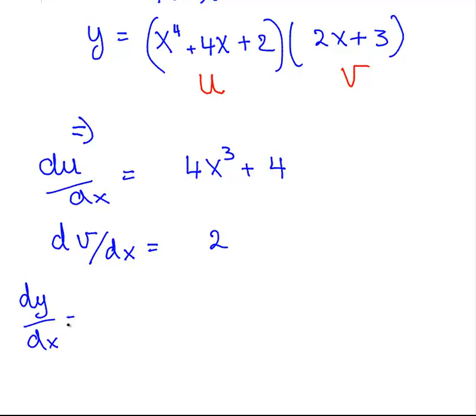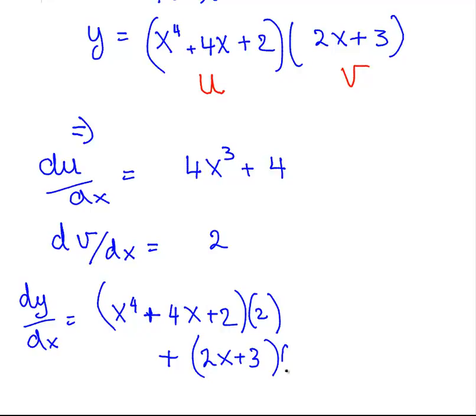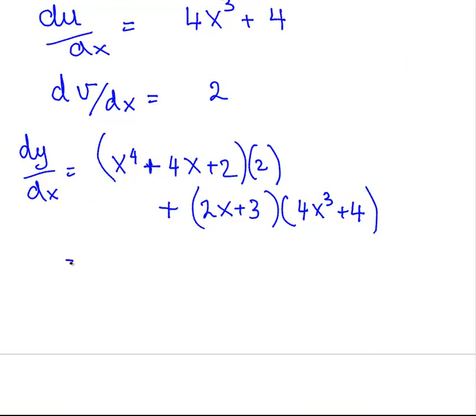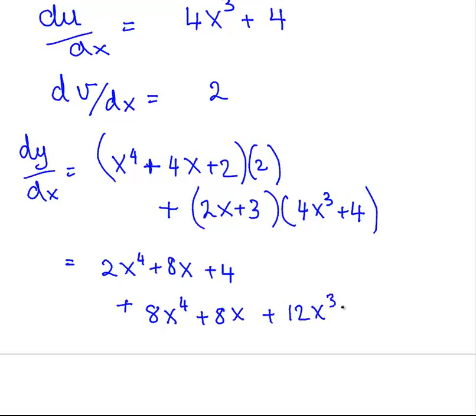So dy dx is u, well, it doesn't really matter which order they come in, but I'll just stick to what we have here: x to the power of 4 plus 4x plus 2 times the derivative of the other one. The derivative of v is simply 2, plus v, which is 2x plus 3, times the derivative of the other one, which is 4x cubed plus 4. So it's straightforward enough. Really all we have to do is multiply them through. That is equal to 2x to the power of 4 plus 8x plus 4, plus 8x to the power of 4 plus 8x, plus 12x to the power of 3 plus 12.